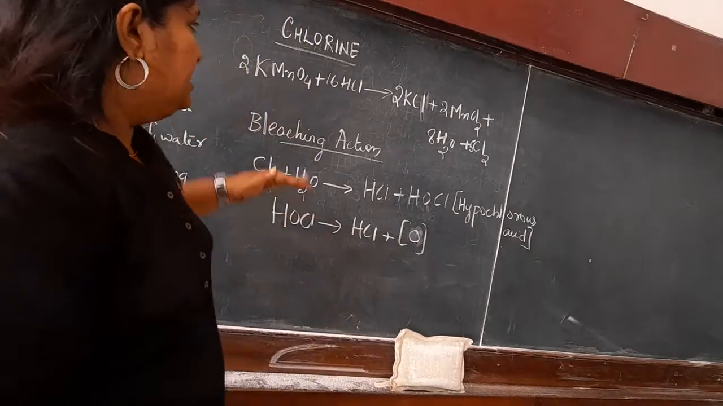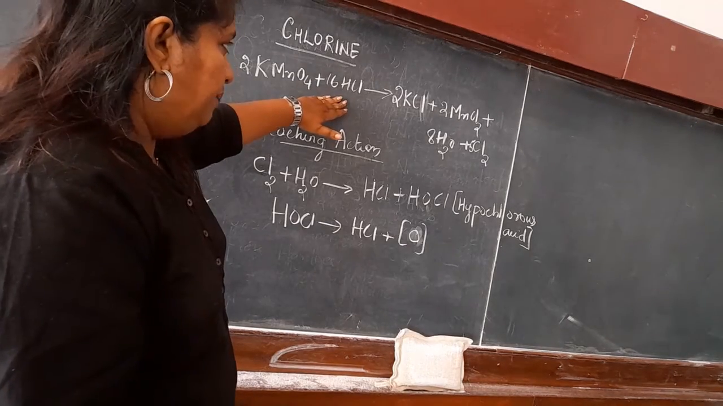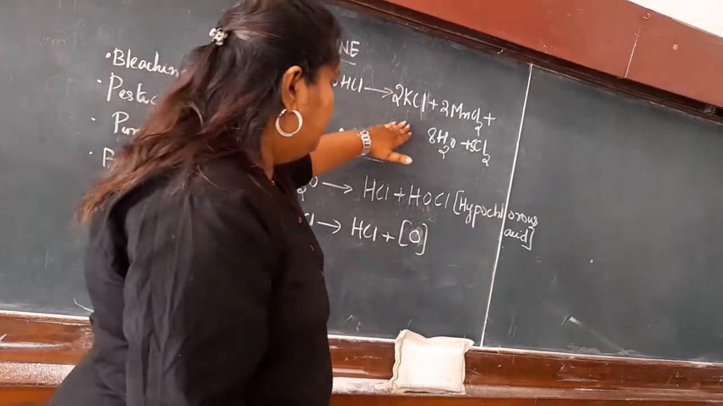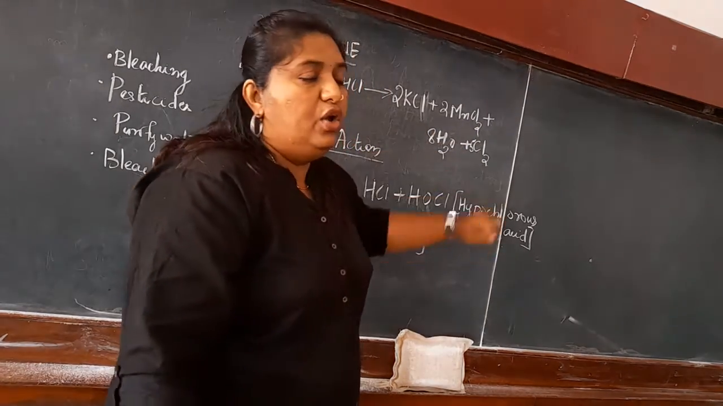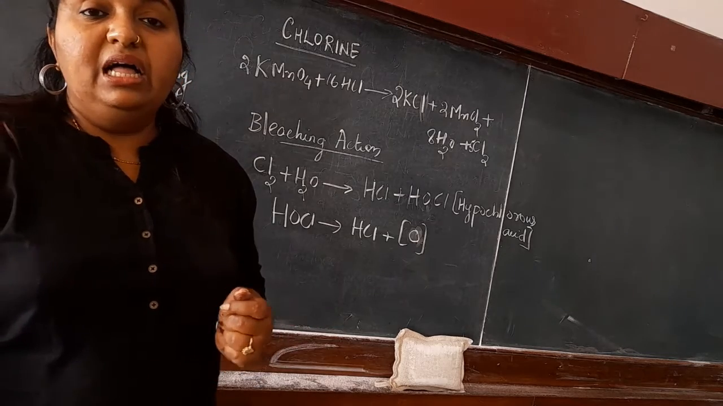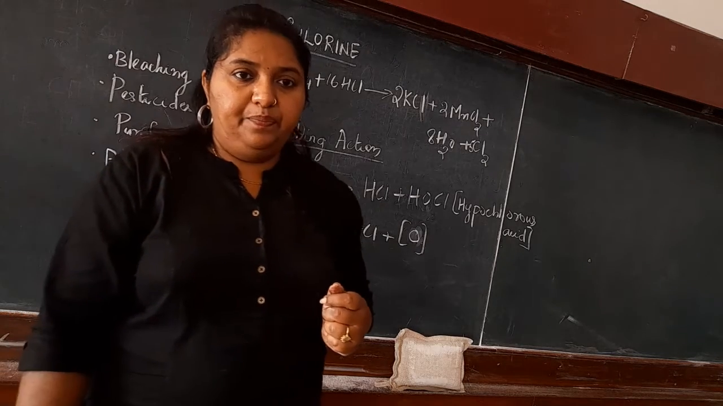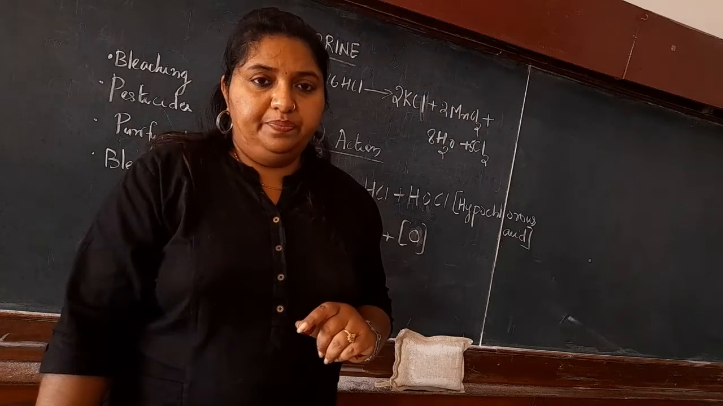Now here the reactants are potassium permanganate and concentrated HCl. Products are potassium chloride, manganese chloride, water and chlorine. Now chlorine is a greenish yellow gas. It has a pungent odor.